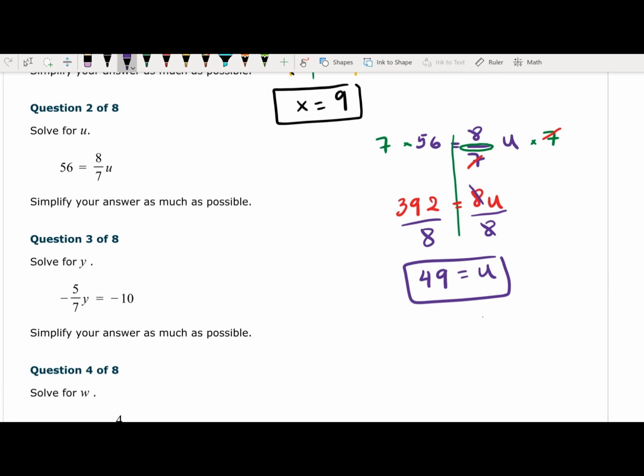Now we're heading to problem 3. Okay. If you need more time to copy it down or look through the solution, go ahead, pause the video. Okay, problem 3, negative 5 over 7, y equal to negative 10.